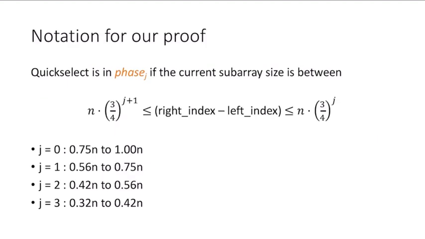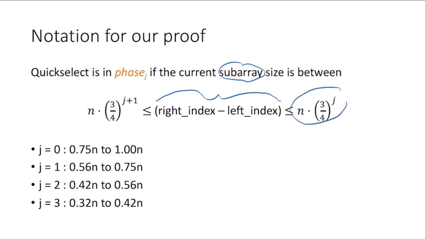So let's say that quick select, randomized select, R select, is in phase j if the current subarray size is between n times 3/4 to the j plus 1 and n times 3/4 to the j. I want you to pause the video and make sense of that inequality. What do I mean by subarray? I mean the elements we're currently looking at, in this span from right index minus left index. To start out with, that's going to be all elements. When we have 100% of the elements, that's called phase 0.